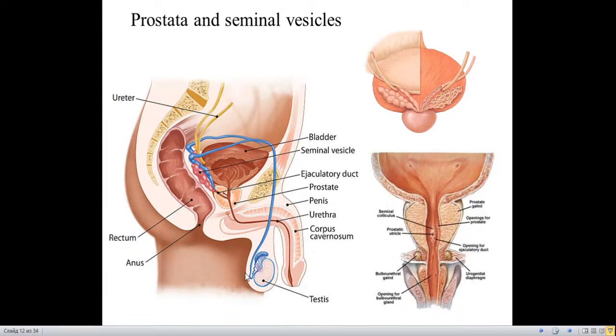So next, accessory glands of the male genital system involve two major glands, the prostate gland and the seminal vesicles. The prostate gland was named by old anatomists the second heart of man. Why so? Because, what's the case?